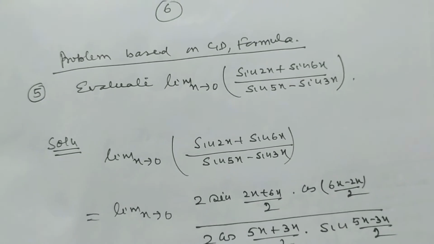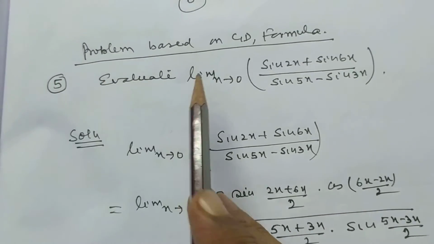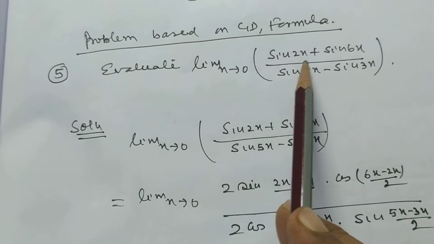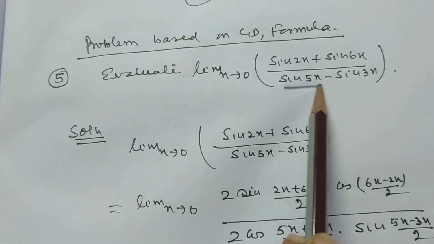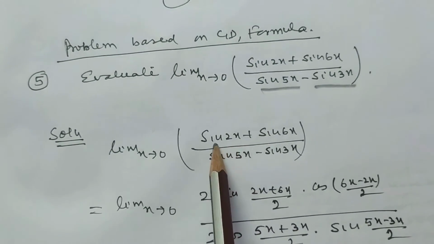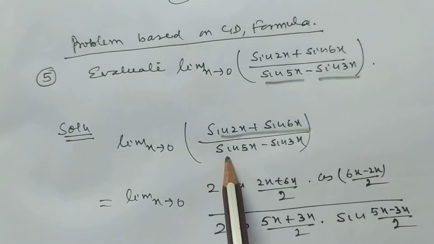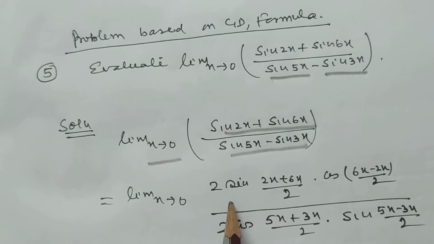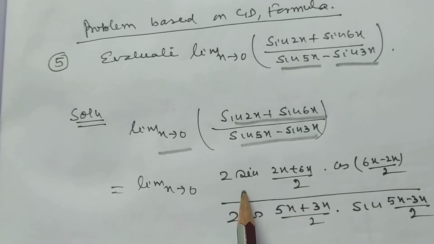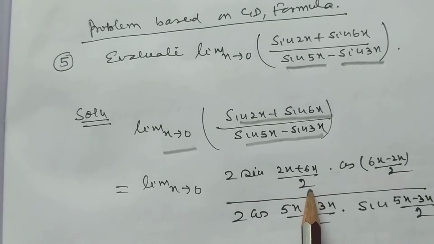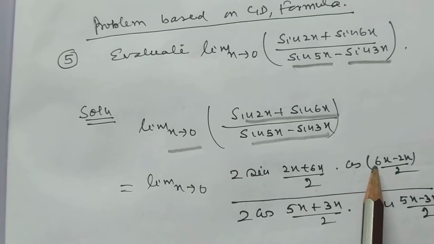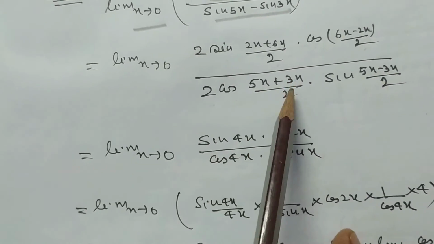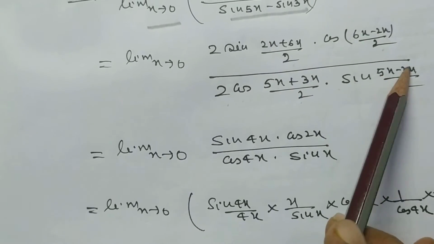Now, we will solve this problem by using the CD formula. Problem number 5. Evaluate limit x tends to 0, sin 2x plus sin 6x by sin 5x minus sin 3x. Now apply the CD formula. After applying it, we have 2 sin (2x plus 6x) by 2 into cos (6x minus 2x) by 2, divided by twice cos (5x plus 3x) by 2 into sin (5x minus 3x) by 2.